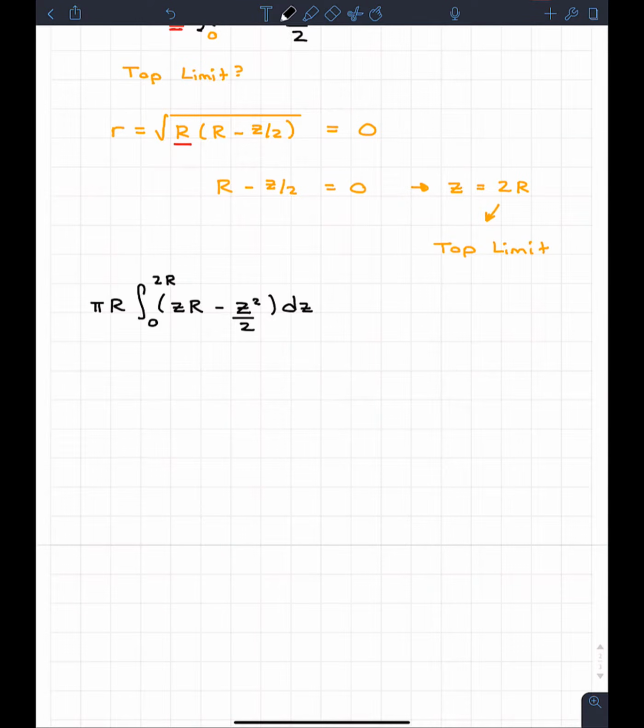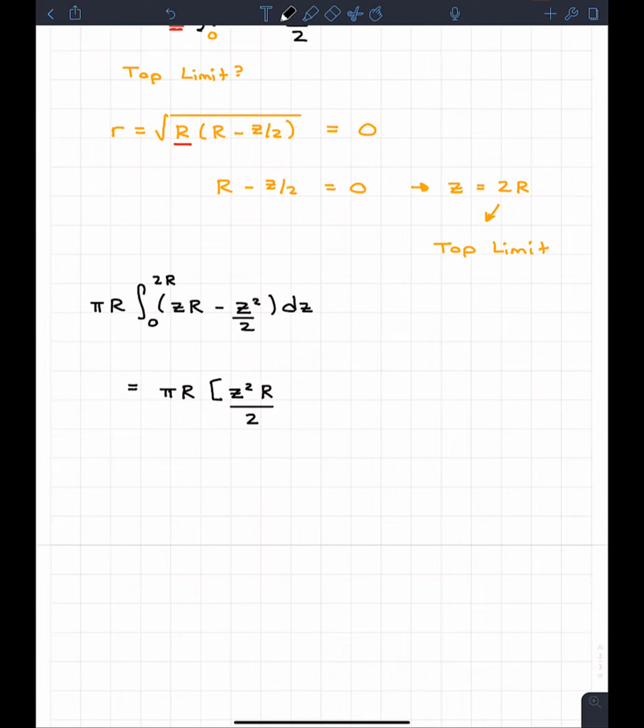And when we do, what we get is this. We get pi r on the outside, because that doesn't change. And in brackets, once we solve the integral, we're going to get z squared times r, and then we have to divide it by 2. Oops, that's the worst divide by sign I've ever seen.